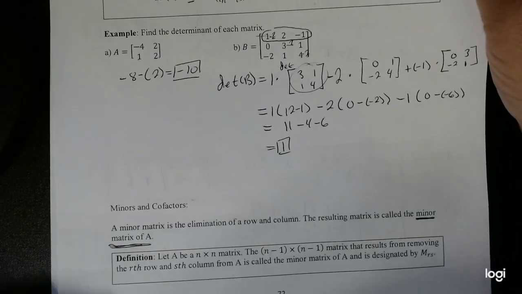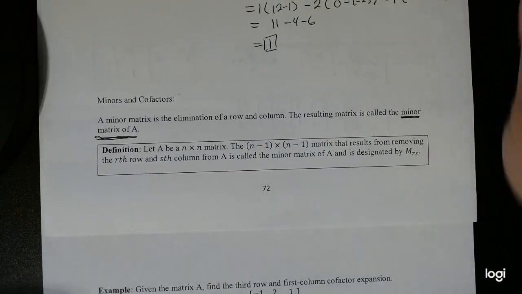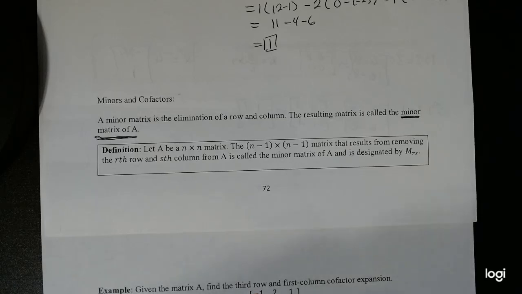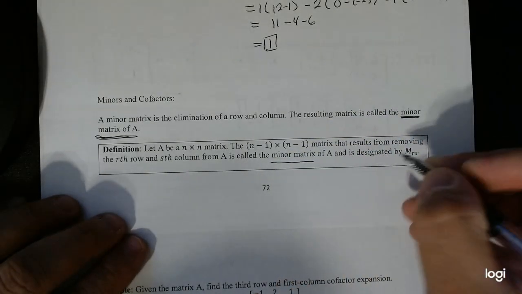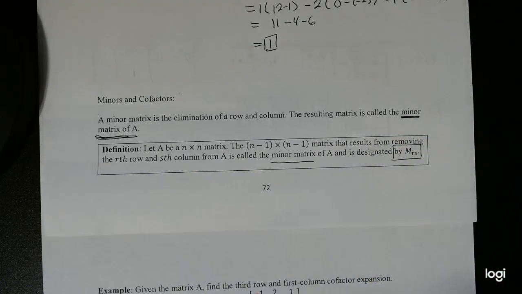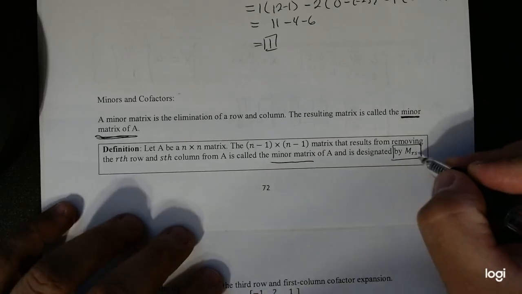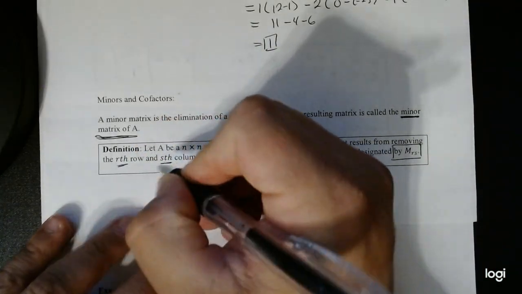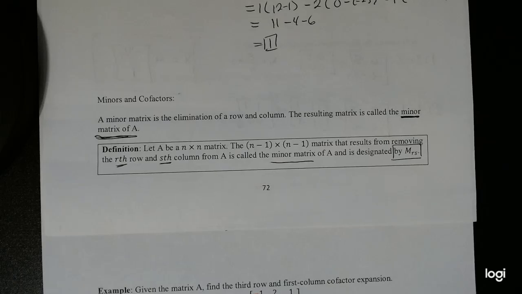So therefore, let's do notation. So definition. Let A be an n by n matrix, then the n minus 1 by n minus 1 matrix resulting from removing the rth row and the sth column from A is called the minor matrix of A and is designated by that notation. So it's M_RS, where the RS is the actual row and column you take away or eliminate. Okay. So let's try some examples out using our new definition.